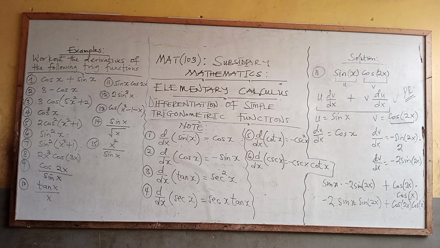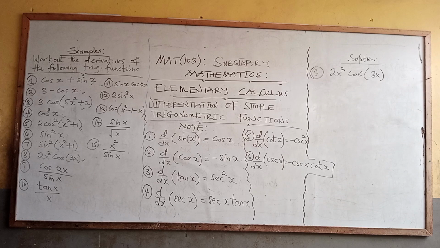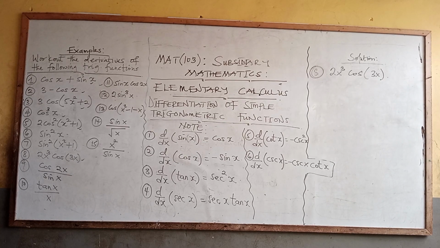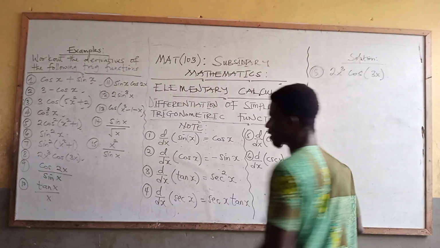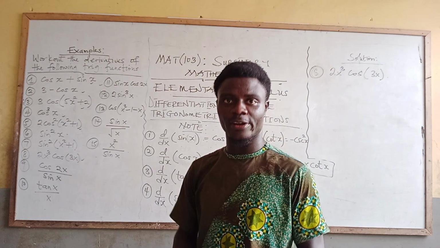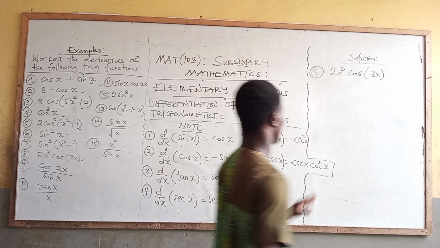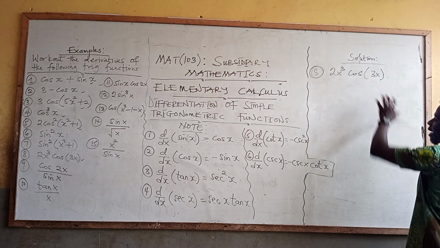Let's see our next example, okay? Take your time and watch it very carefully. Alright, so let's see. 2x cubed cos 3x. You want to differentiate. Take your time. It's very, very simple. 2x cubed cos 3x.